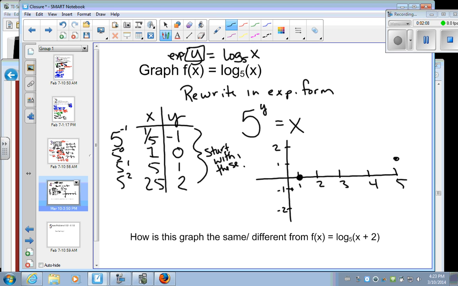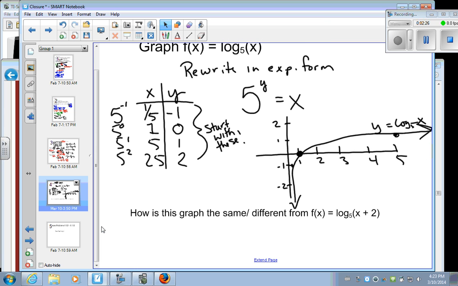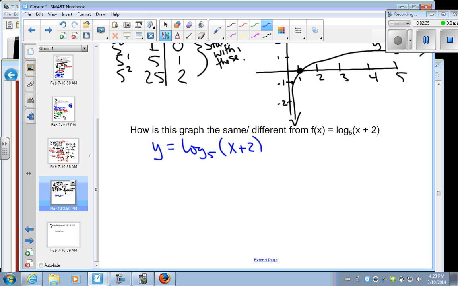And I think this gives me, because I remember the general pattern that took place, a pretty good idea of what that looks like. So this is y equals log base 5 of x. Now if I want to look at the other graph, it says how is that the same or different from y equals log base 5, only this time it's (x plus 2) in parentheses. So this time when I rewrite it, 5 to the y equals x plus 2.